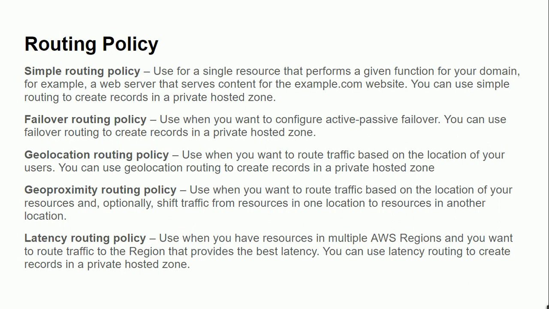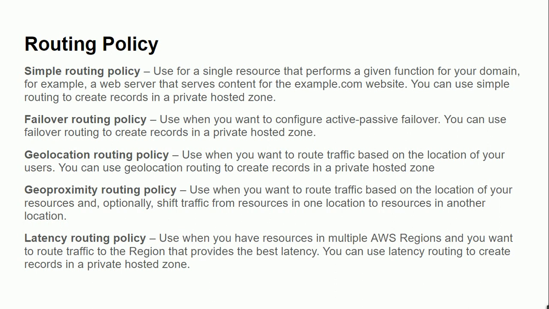Then we have geolocation. Use it when you want to route traffic based on the location of your user, and you can use geolocation routing to create a record in a private hosted zone. Then you have geoproximity. Use it when you want to route traffic based on the location of your resources, optionally shifting traffic from resources in one location to another.